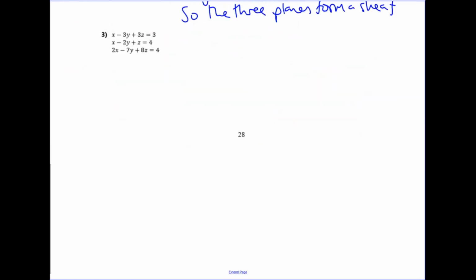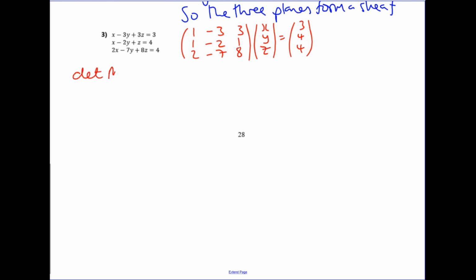Last one on here. Let's set this up with the matrix again. We'll have 1, minus 3, 1, 2, minus 7, times x y z equals 3. Again, do the determinant of this one. So there's no zeros in here, so you can just choose any. So I'll just choose the top row to do the determinant.